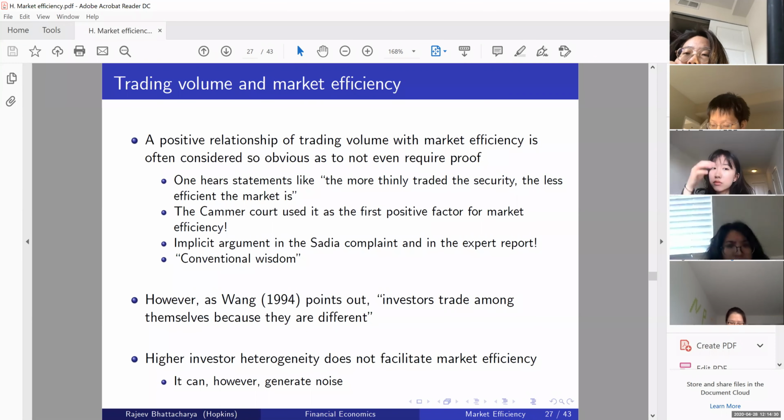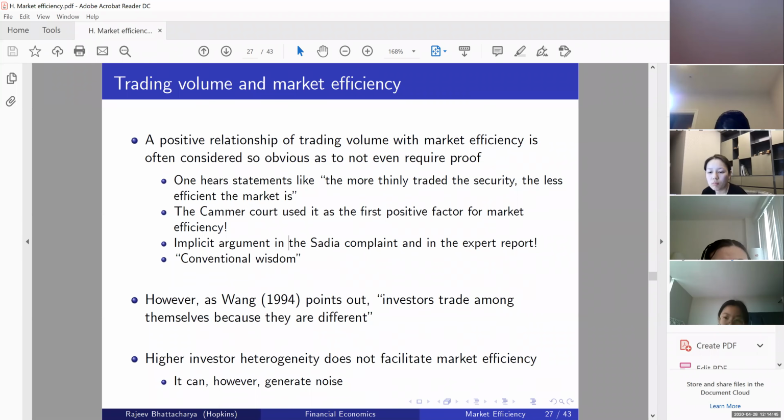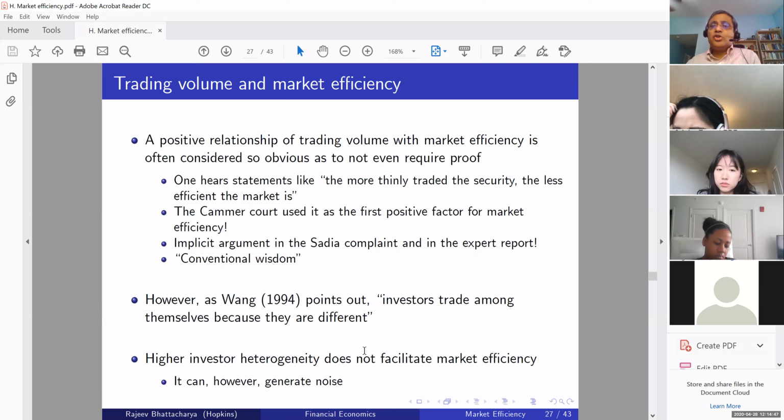What has heterogeneity got to do with market efficiency? The more heterogeneous a market, the more efficient it is. That's the argument that these lawyers are making. It has no foundation in finance. So there is no reason to believe higher investor heterogeneity facilitates market efficiency. It can generate noise. You can have a lot of noise trading, but it's got nothing to do with efficiency.